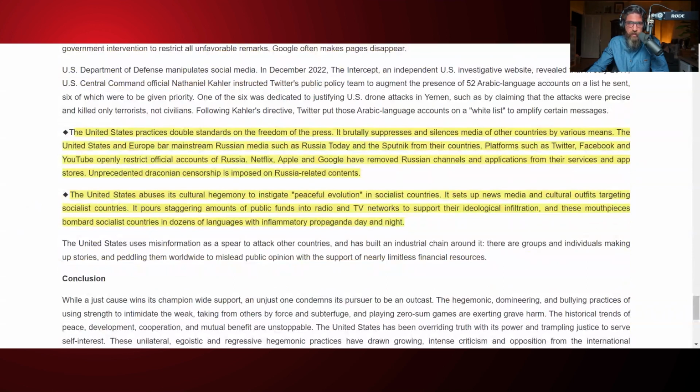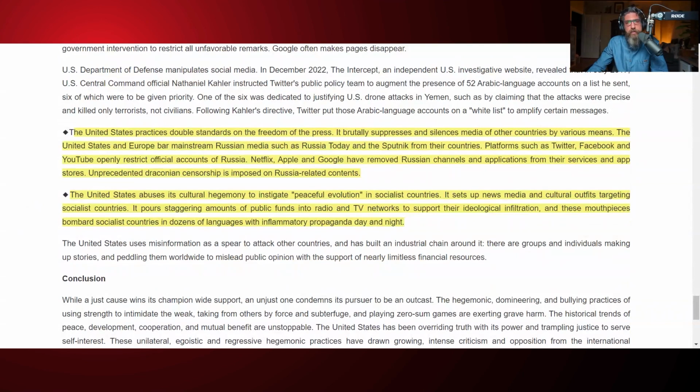Platforms such as Twitter, Facebook, and YouTube openly restrict official accounts of Russia. Netflix, Apple, and Google have removed Russian channels and applications from their services and app stores. Unprecedented draconian censorship is imposed on Russia-related contents. I mean, it is coming also to the Chinese content soon, believe me.